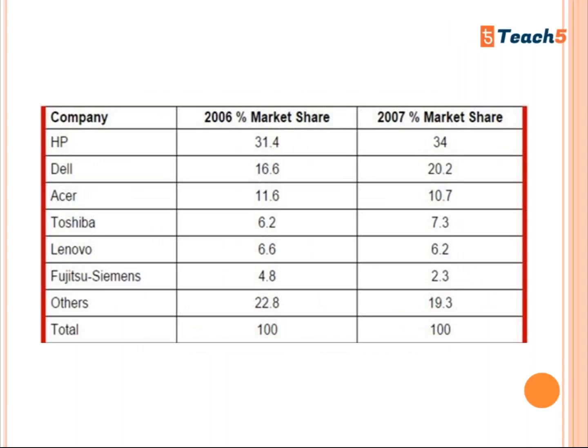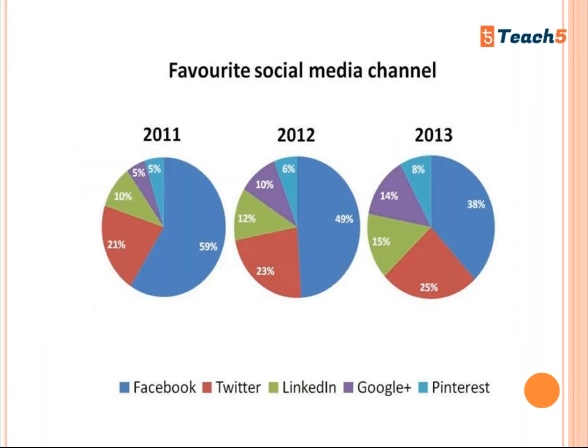And this is another one, a table diagram. The table speaks about the companies, 2006 percent market share and 2007 percent market share. HP, Dell, Acer, and those. There are various other aspects explained, so you should look at this and explain it in the introduction paragraph. And there is another one, a pie chart. Favorite social media channel, 2011, 12, and 13. They have given you different media channels like Facebook, Twitter, LinkedIn, Google, and Pinterest. They also explain the range each one has been producing according to the years.